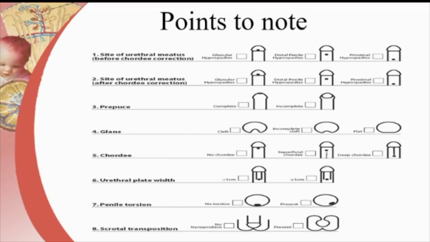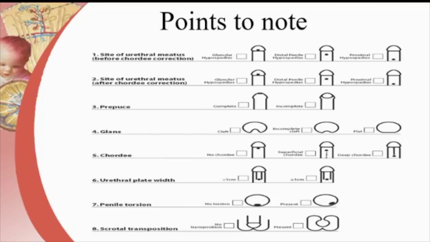One other thing is the urethral meatus can look distal before chordae correction, but after chordae correction, it can move a bit proximal, and then what was originally a distal hypospadias can become a mid-shaft or a proximal hypospadias post chordae correction. This you have to be aware of. Then the type of the prepuce: some of them may be circumcised, some of them may have a very short prepuce, which may not be enough for a proper skin cover.